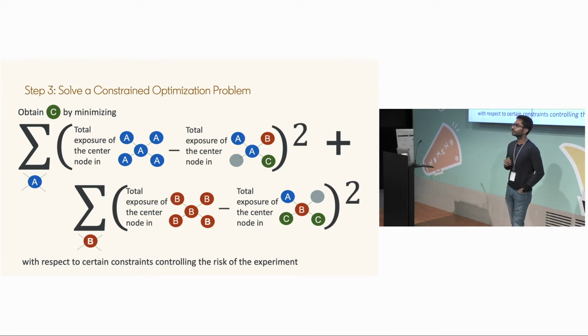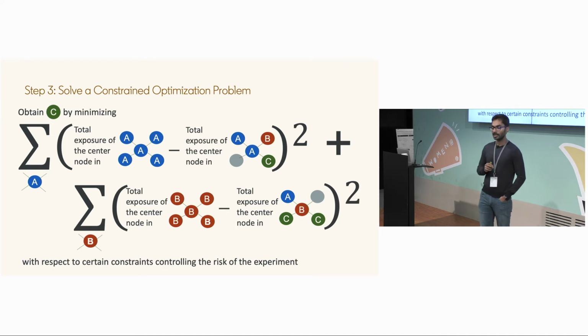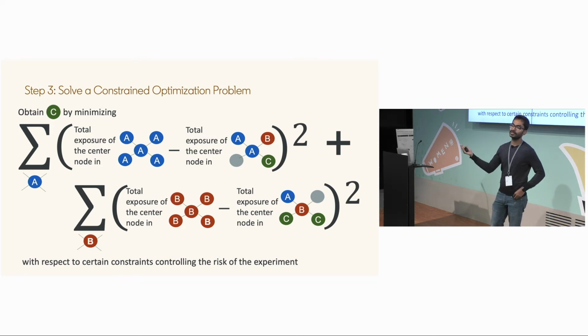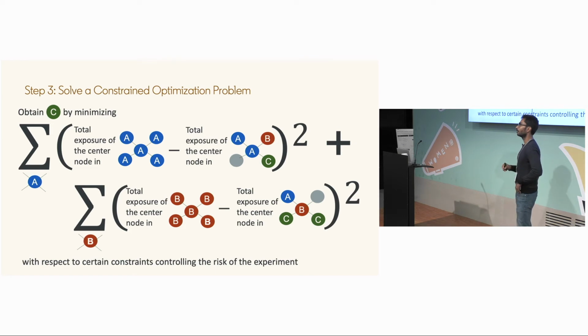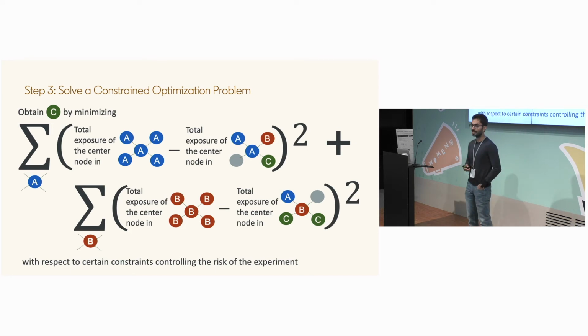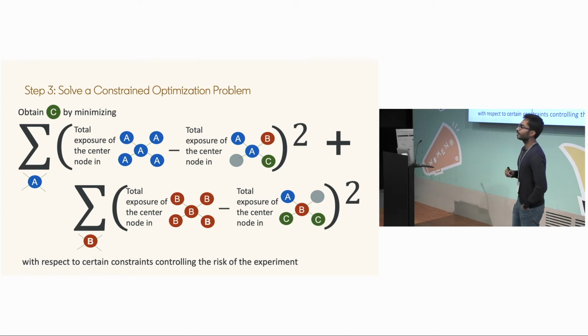So if you look at the first squared term in the optimization, on the left-hand side of the minus sign, we have the expected total exposure, and on the right-hand side, we have the total exposure after assigning some value to C. And we want to minimize this over all members who have been assigned to treatment. Okay? And then we have some additional constraints.